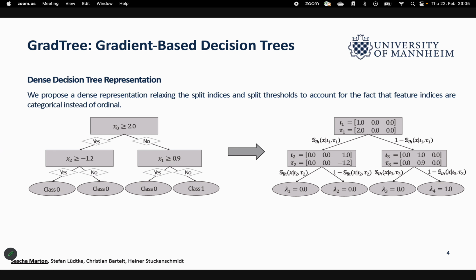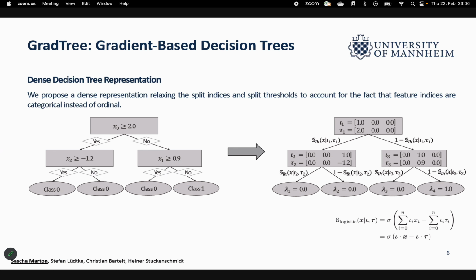Now we have a representation that is well suited to optimize with gradient descent, but we still need to find a differentiable alternative for the Heaviside step function. Therefore we use the sigmoid logistic function. We simply calculate the difference between an input value and a split threshold, and then plug this into a sigmoid logistic function, which results in an output between 0 and 1, where 0 would mean we're taking the right path and 1 would mean we're taking the left path. In our dense representation, this looks like this.